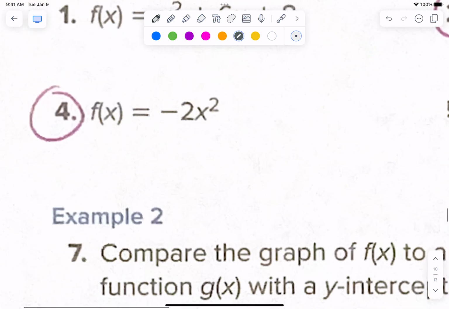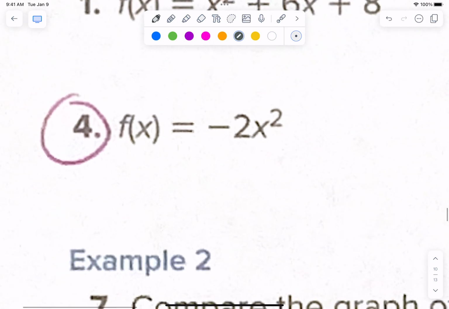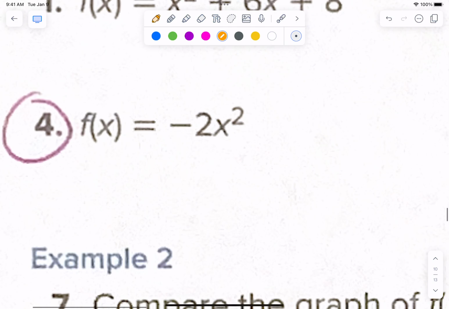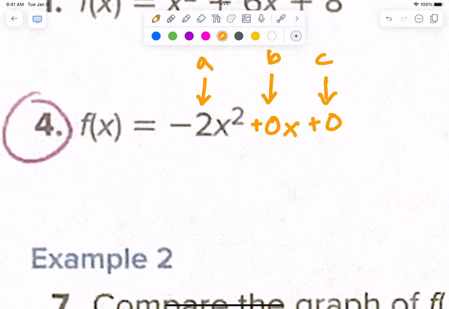Let's talk about number 4 real quick, though. Now, we're not going to do it together. I'm going to start you, though. Okay, what's A? Negative 2. What's B? Plus 0x. What's C? Plus 0. If you need to put those in there, go for it. If he's missing any parts, you put 0 in its place. You should be able to do that.